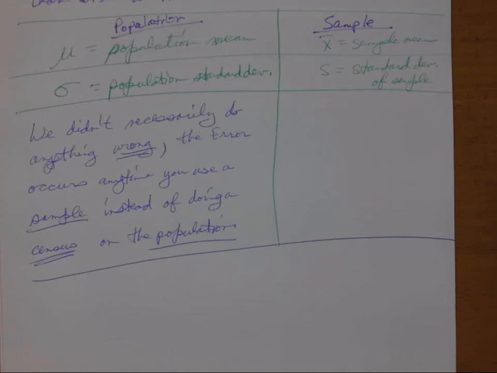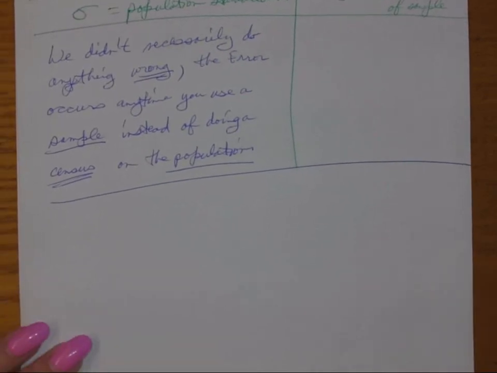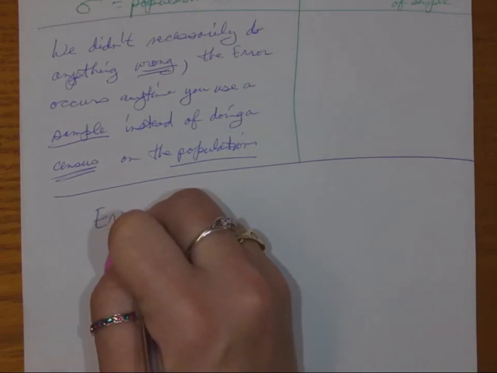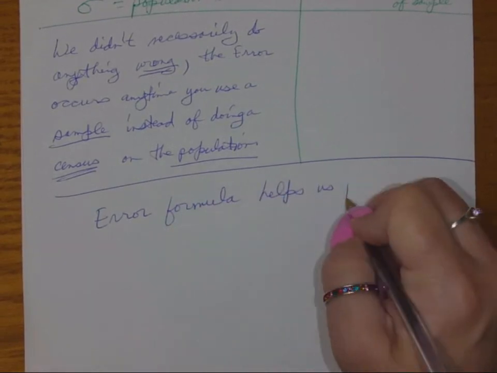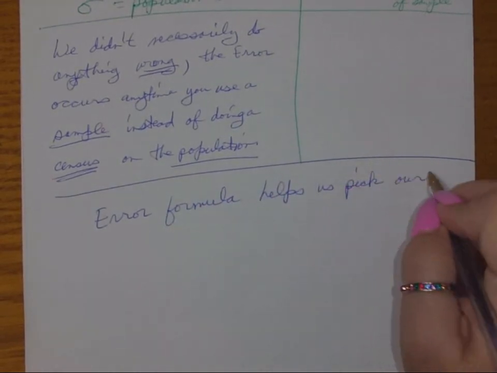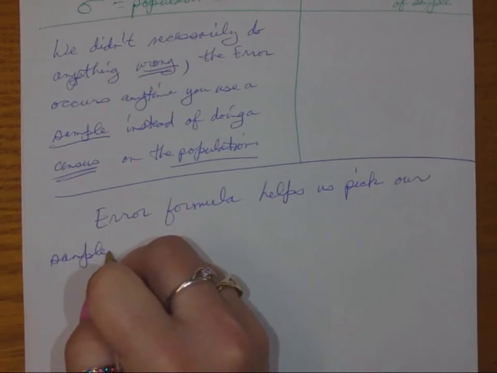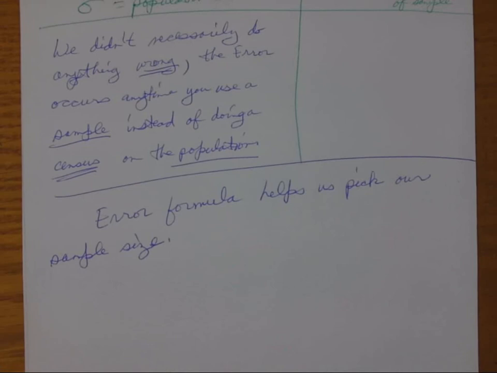Okay, final thing I want you to be able to do. We also mentioned at the beginning of the semester, we worked with some problems on sample size, if you remember that. So this error formula helps us pick our sample size. It's kind of embedded inside of the formula, and we might not have even known it. I said it involves a lot of math, we'll figure it out later. So how do you know if your sample size is big enough? That's what people were asking, right?